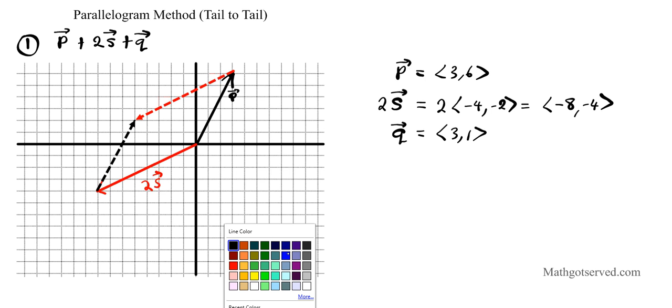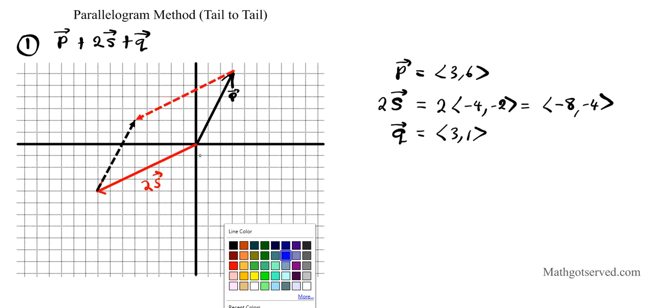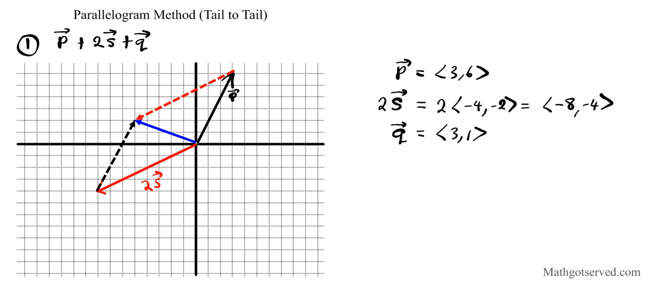Let's make that blue. All right, so going from here to here, that's vector p plus 2s. Okay, so let's go ahead and label that. This vector right here is p plus 2s. We're not done yet. Okay, so what do we do next now? We're going to add vector q to vector p plus 2s. Okay? All right, let's go ahead and do that.